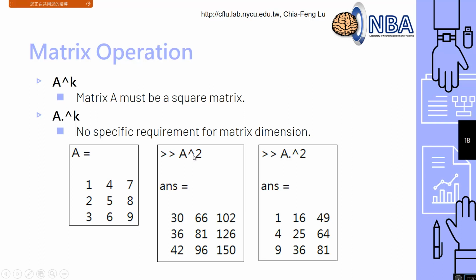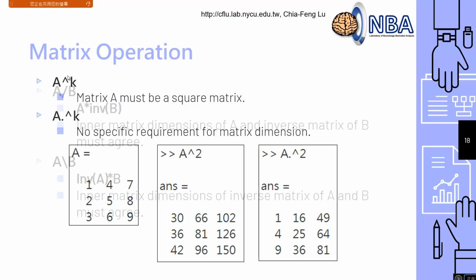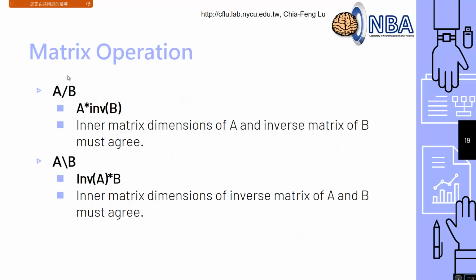This is the matrix multiplication, right? This is not element by element. But if you are going to use this one, A period head 2, that means it's element-wise square. So 1, you can get 1. 4, you will get 16 because of 4 by 4, right? Okay, so this is kind of things you need to keep in mind, and I think you should memorize this by yourself, okay? And pretty similar, you can do the inverse. Okay, so these are some examples for you.